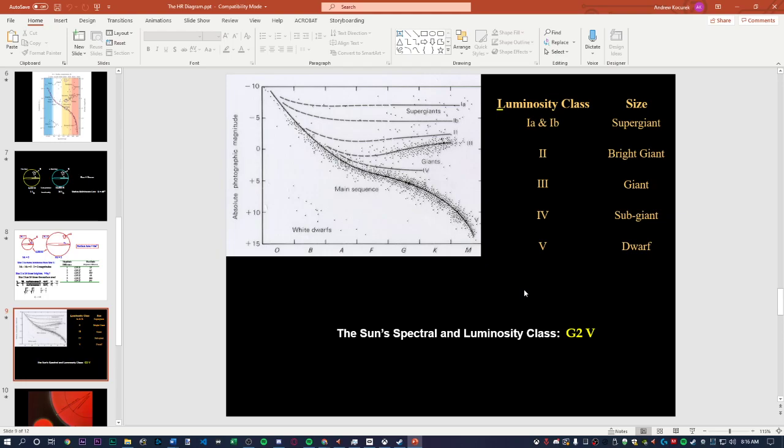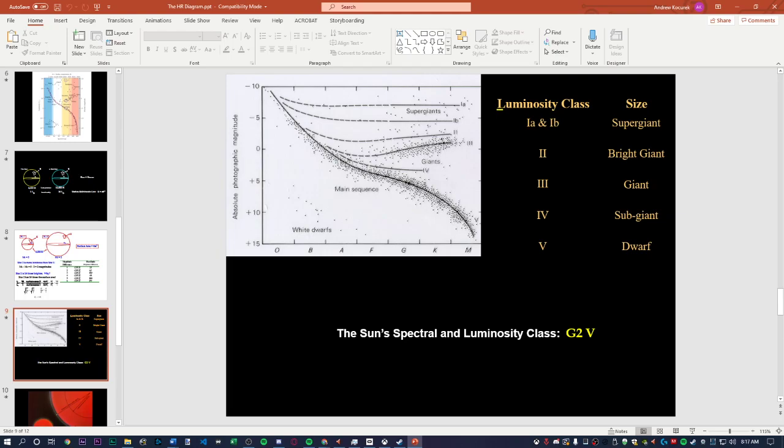The sun's spectral luminosity class is G2V, which is on the main sequence because our sun is not a giant yet. It will be in about 5 billion years, but the main sequence is here. Most of the stars are on here. And our sun is here.